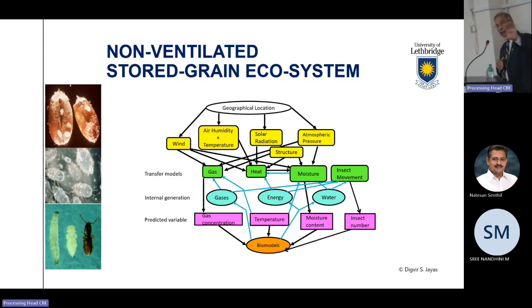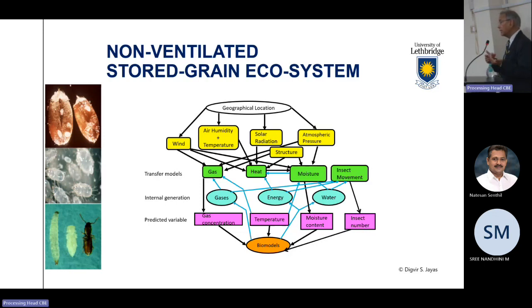What's in the green are the transfer mechanisms happening in the stored grain ecosystem: heat transfer, moisture transfer, gas transfer, and insect movement. About 10 or 12 years ago, we were doing experiments trying to understand how to model the movement of insects inside the grain bin. Very fortunately for us, insects behave like gas molecules. They diffuse randomly in the grain, and because they diffuse randomly, the mathematical model for the diffusion equation, Fick's law of diffusion, can be applied to insects.